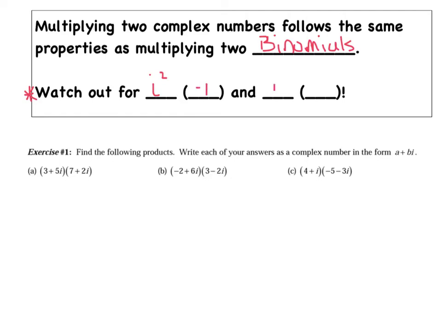And also watch out for i cubes. Same idea. You're never done if you think you have an i cubed in your answer. You could always go further. We're going to substitute a negative i in for i cubed. So let's let the fun begin here.